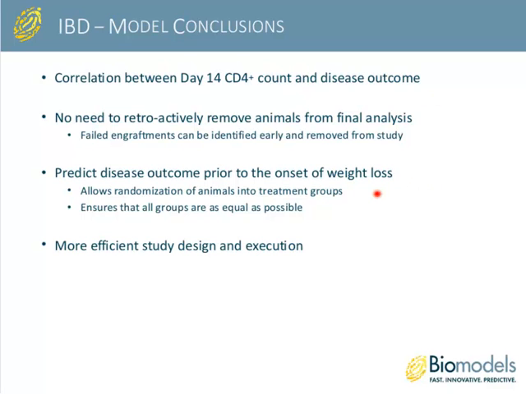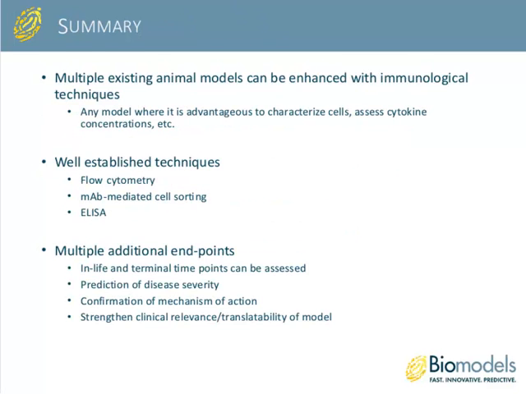Importantly, you can randomize the mice based on their weight and their T-cell count so that you make sure that each treatment group is as equal as possible with regard to mice that are going to go on to have milder or more severe disease. And that makes each group more comparable with the vehicle group, and so it enhances the power of the study. All of this together obviously just leads to more efficient study design and execution. That's the end of the talking about the individual models.